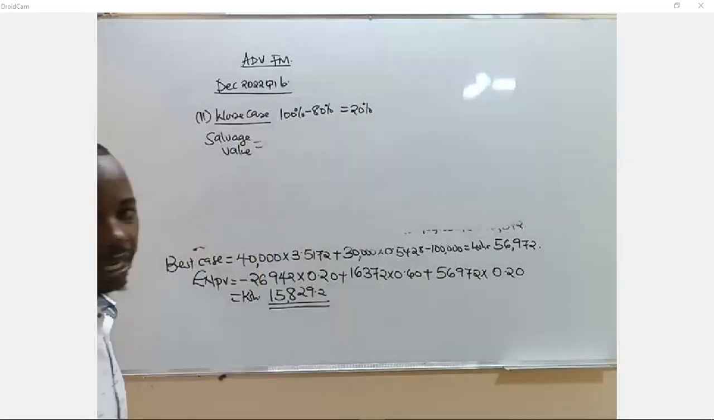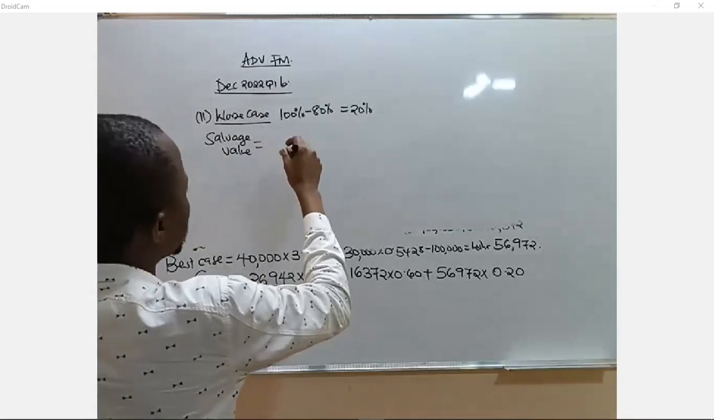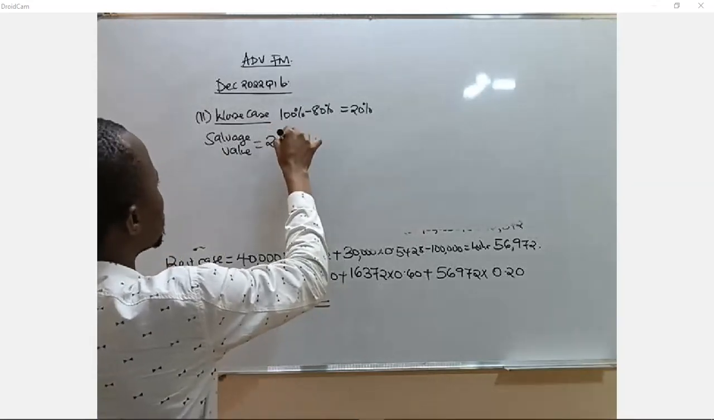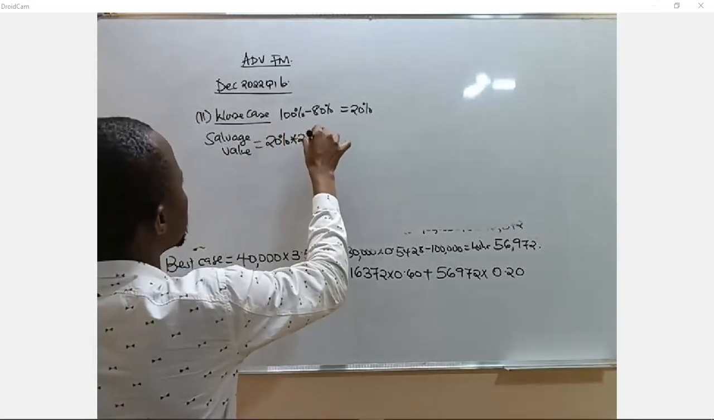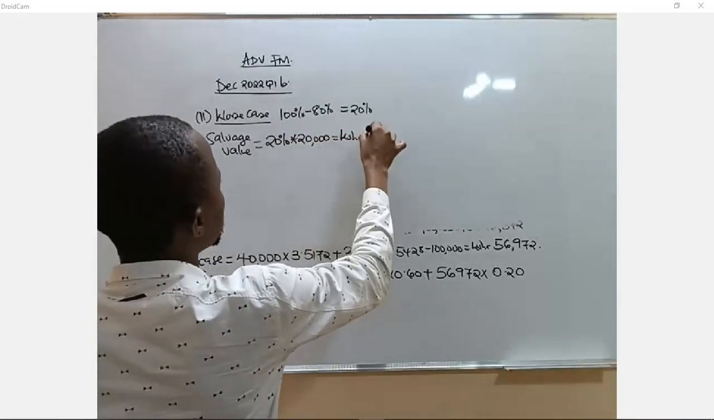So how am I going to be getting the salvage value? We are going to be arguing about the terminal cash flows of the base case. And the terminal cash flows for the base case will be 20,000. So it will be 20%. You multiply by 20,000, and you are getting Kenya shillings 4,000.